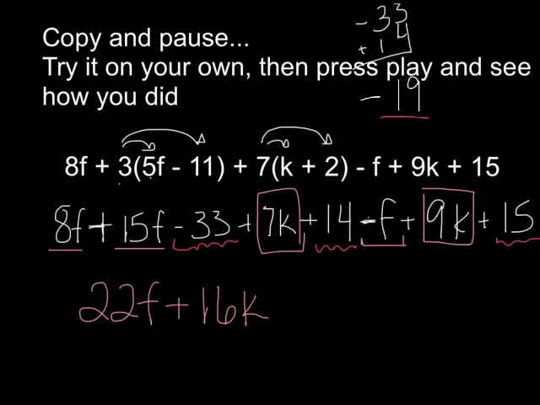And negative 19 plus 15, again, we have a negative and a positive. You're going to find the difference. The difference is 4. Keep the sign of the greater value. Negative 19 is a greater value than 15, so this is going to be negative 4. So finally, when we add all three constant terms, the value that we come up with is negative 4. So simplified, going from this big long expression, when we do the distributions and combine like terms, we end up with a simplified answer of 22f plus 16k minus 4.